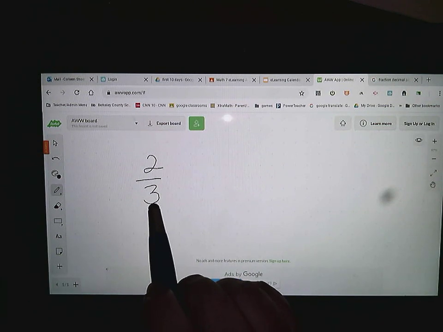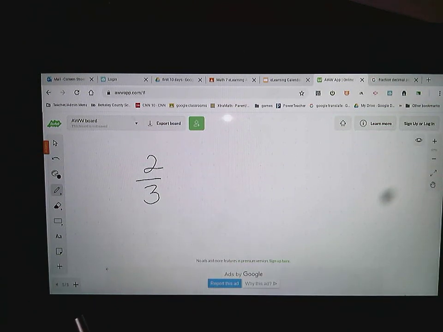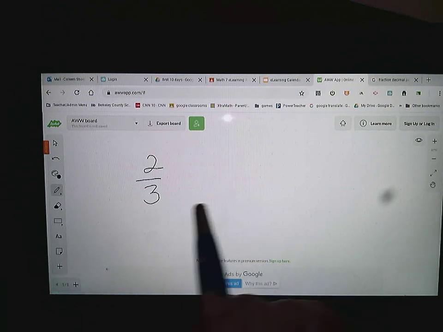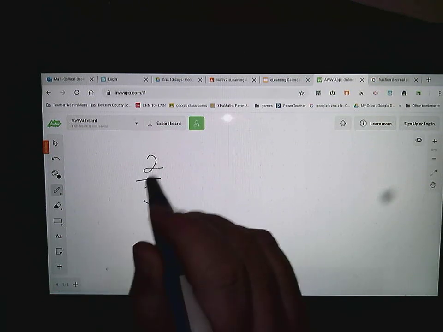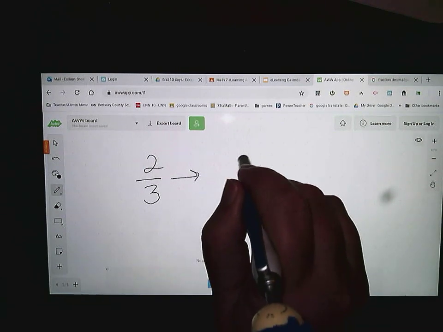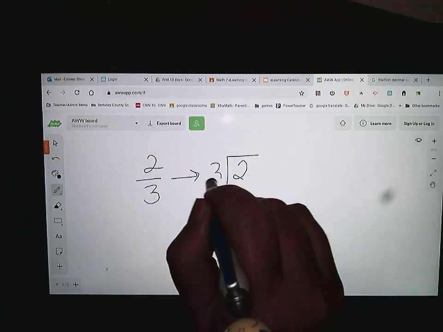I can't take that 3 and do times something and give me 100. This isn't something I could easily change the same way I changed the 1/4. So this is one you got to think a little bit more about. So let's start with our division. 2 divided by 3.